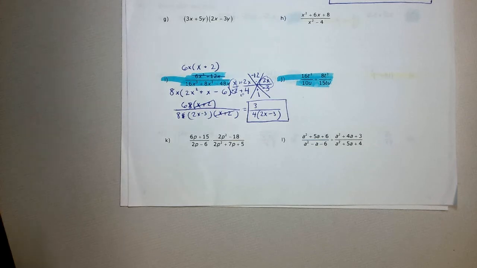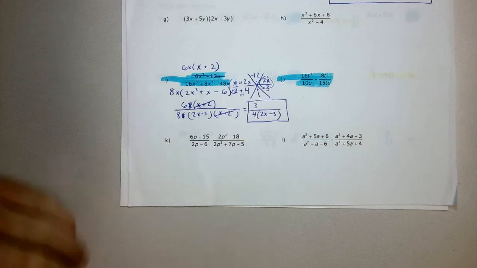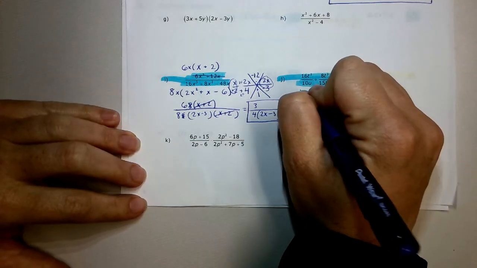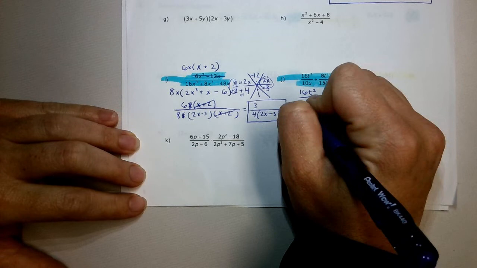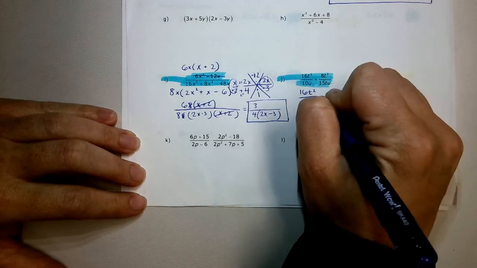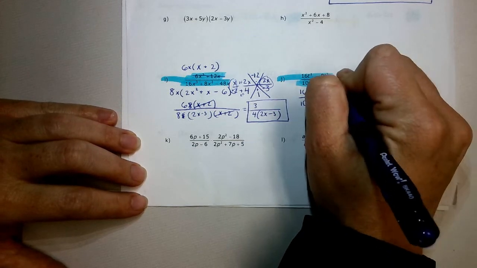Now, when we look at J, there's no plus or minus, but there is division, and we don't like division, so we need to change it to multiplication. So I'm going to rewrite the first part, and I'm going to put a multiplication, and I'm going to flip what was after the division.